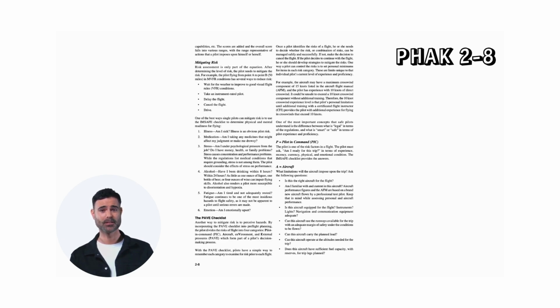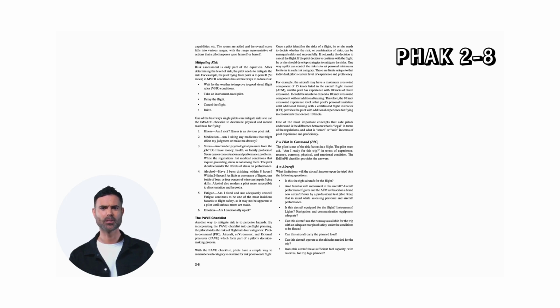The PAVE checklist. Another way to mitigate risk is to perceive hazards. By incorporating the PAVE checklist into pre-flight planning, the pilot divides the risks of flight into 4 categories: pilot in command, PIC, aircraft, environment, and external pressures, which form part of a pilot's decision-making process. With the PAVE checklist, pilots have a simple way to remember each category to examine for risk prior to each flight. Once a pilot identifies the risks of a flight, he or she needs to decide whether the risk or combination of risks can be managed safely and successfully. If not, make the decision to cancel the flight.